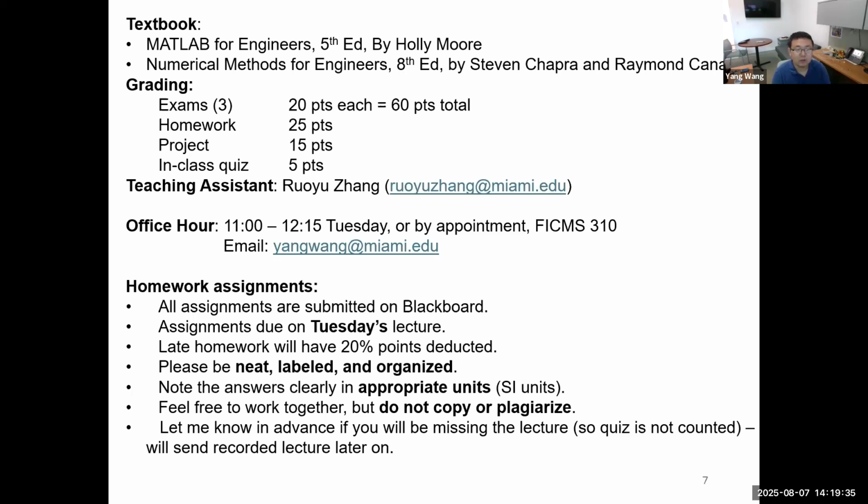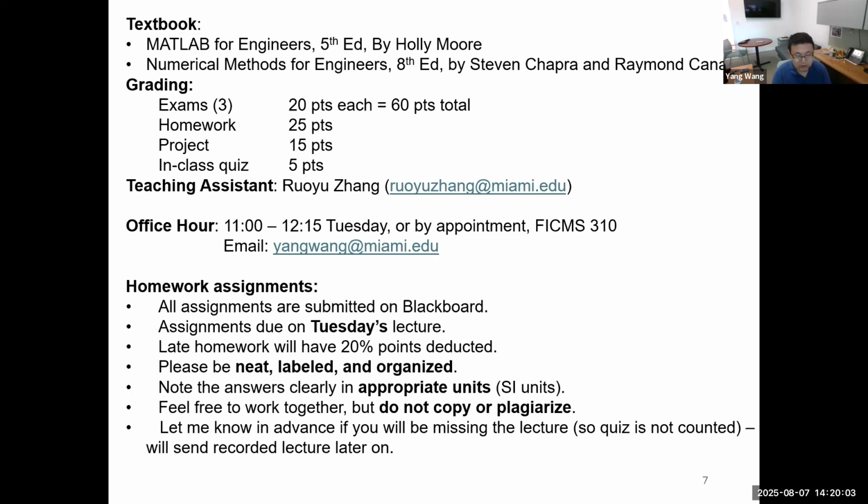It's better to have a good coding habit, which is helpful for yourself and also for your colleagues in the future. Note the answers clearly in the appropriate units. Especially here, we like the standard units, which is the international units. Feel free to work with each other, but do not copy or plagiarize. And also let me know in advance if you will be missing a lecture, so your quiz will not be counted.